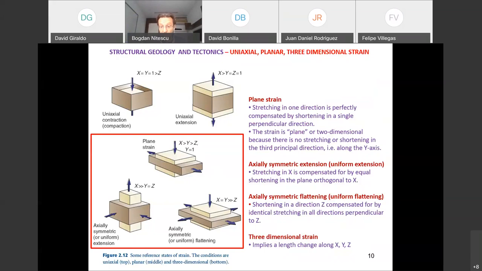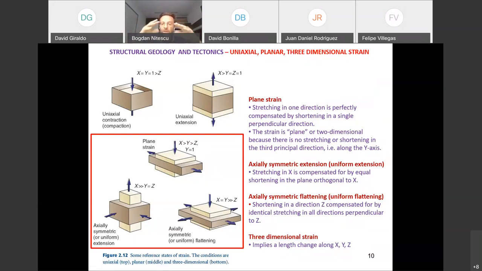Again, all these are particular cases of the most general situation, which we call three-dimensional strain, which means that you can have a deformation of a certain length along one axis and different deformations along the other two principal axes of strain. So that's the idea, okay?